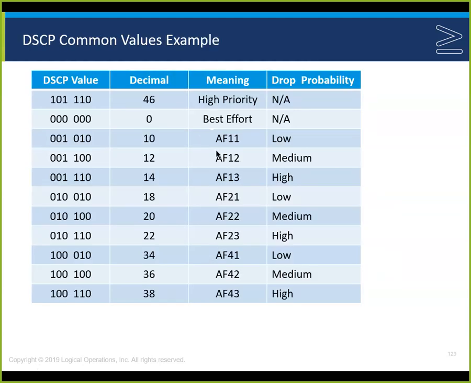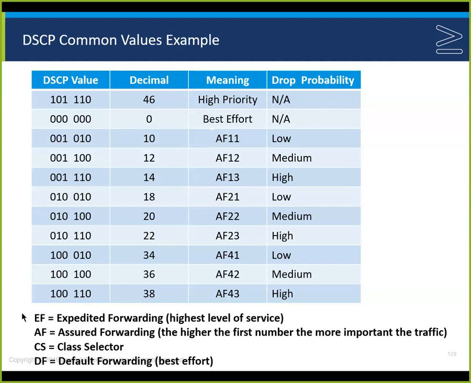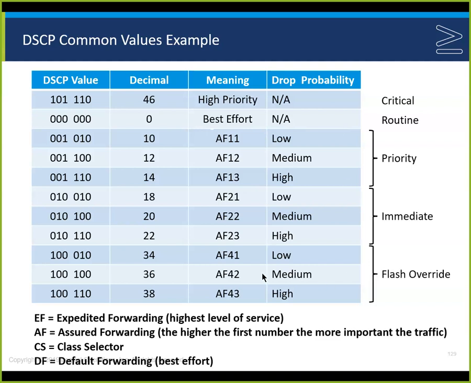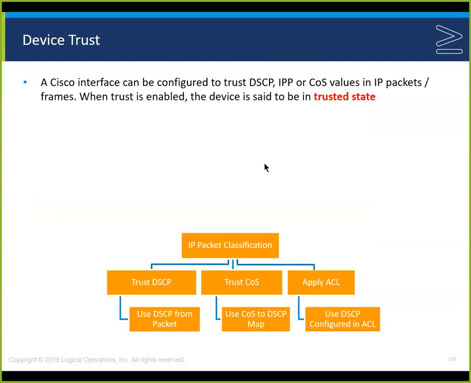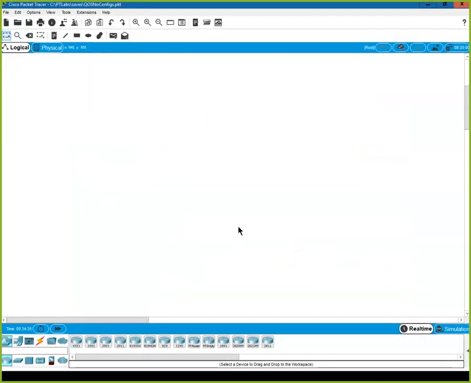The meanings of these things, and we'll go through this: EF, expedited forwarding; AF, assured forwarding; CS, class selector; DF, default forwarding, which is going to be the best effort for these things. And then when we look at here, we have critical, routine, priority, immediate, and then flash override, the different areas that we go through these things. And the routine here, best effort, all zeros. And as we go up through these things, separating them, 001010, which gives us a decimal of 10, the AF11 low. The real purpose is just to give a sense of what goes on here. The device trust, when a trust is enabled, and by default, the trust is not enabled for these things. And what I was trying to show in the other one, and it wouldn't play with me.